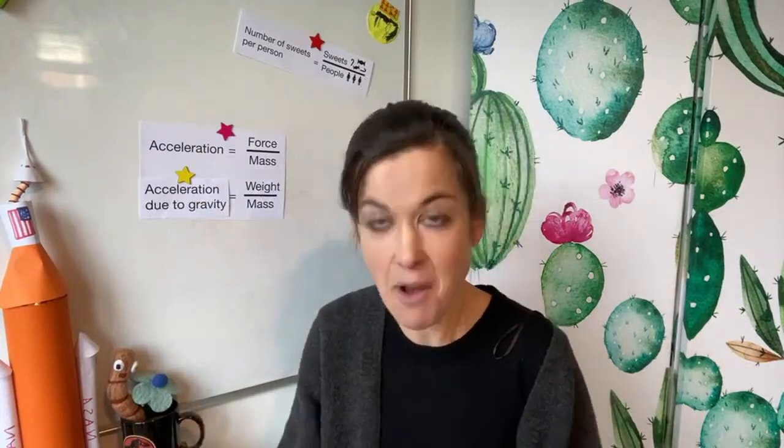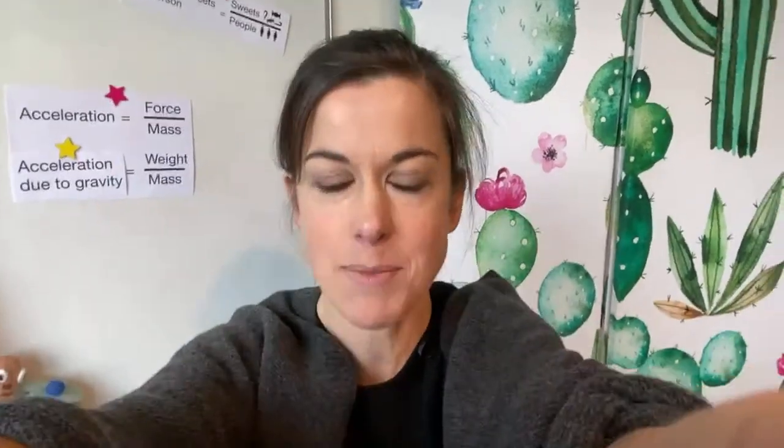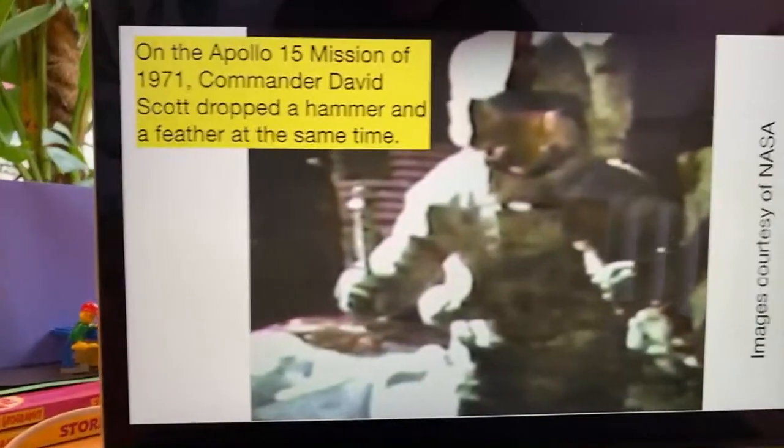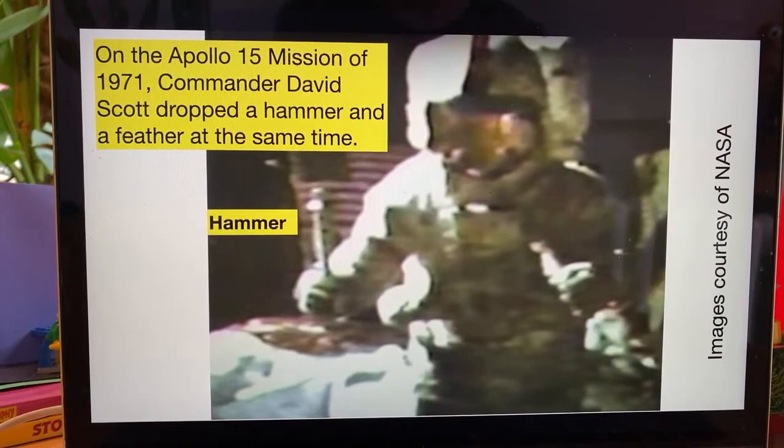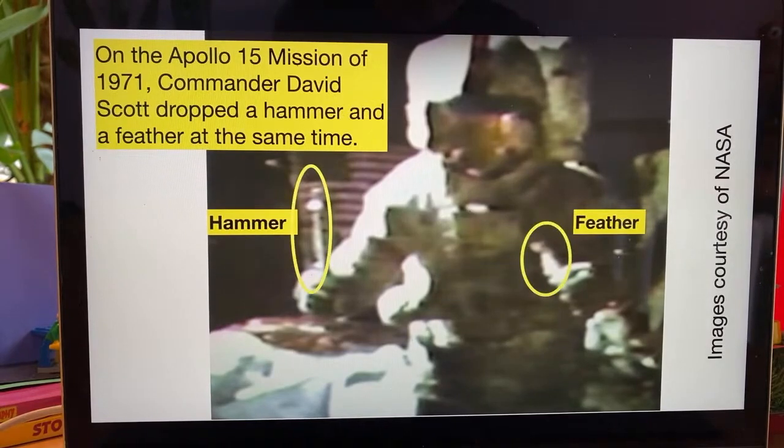And because humans are amazing, they've actually done this on the moon to prove it to people. I'll show you. Look, this is a YouTube video that you absolutely must watch after this lesson. I couldn't show the YouTube video, so I've just taken some terrible quality stills to try and inspire you to watch the YouTube video later, okay? So on the Apollo 15 mission of 1971, Commander David Scott stood on the moon, God bless him, and dropped a hammer and a feather at the same time. It's not a very good quality image, but he's on the moon, and it's 1971. Here's the hammer you can just about make out, and there's the feather in his other hand.